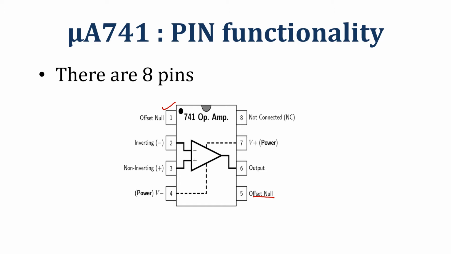Output is available at pin number 6. Seventh is again power supply. So please note down there are two power supply pins. One is pin number 7 and another is pin number 4. So that is why this is called dual power supply IC. One power supply is termed as a negative power supply and another one is positive power supply.